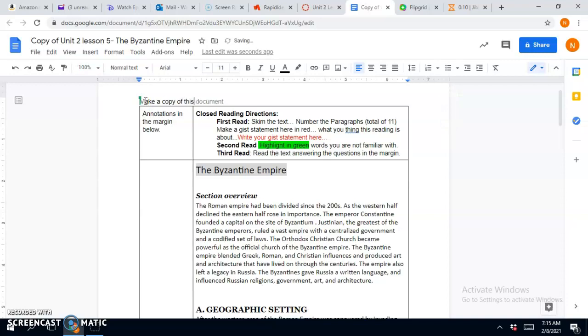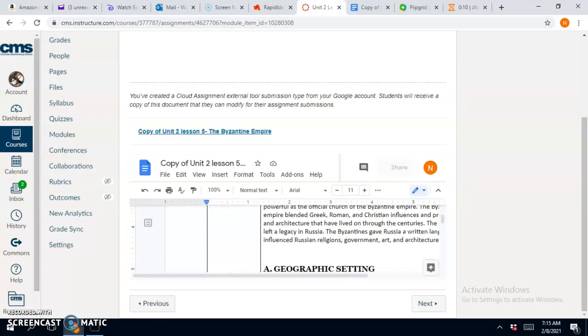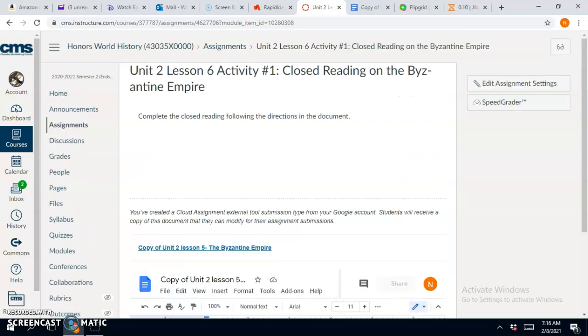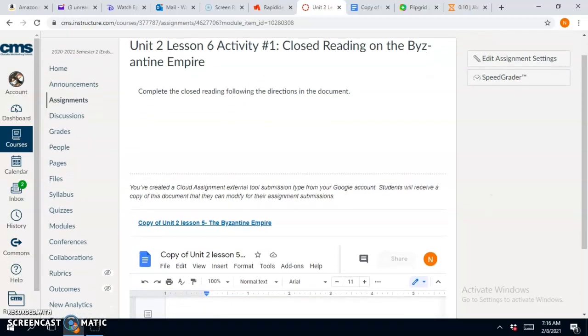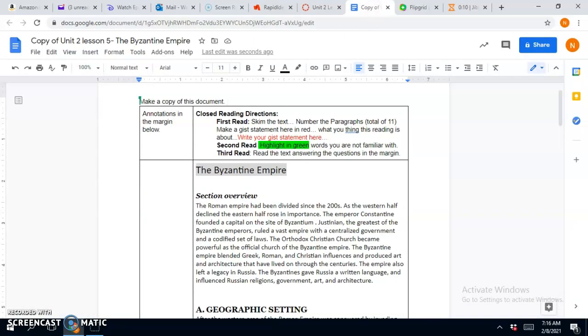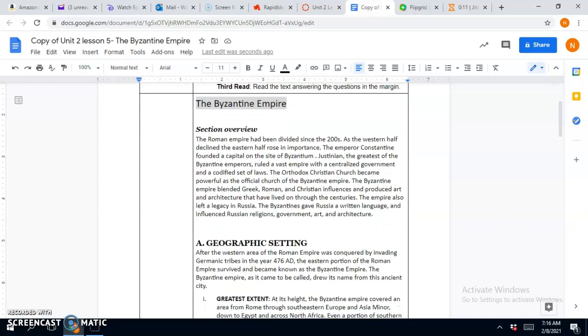Always make a copy of this because you don't want to mess it up for someone else. Now, this is not homework. I told y'all before, how do I check homework? Well, if something says no due date or it says 0 points, then it's not homework. That is not homework, it's classwork. You need this information.